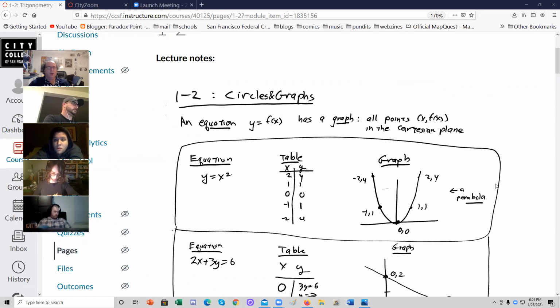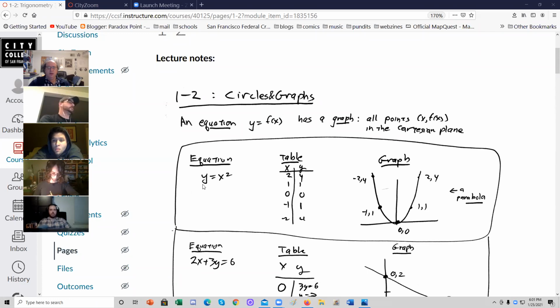All right, now we go on to circles and graphs. Given an equation y equals f of x, where y depends upon the variable x via the function f, this equation has a graph. It's the set of all points (x, f of x) in the Cartesian plane.